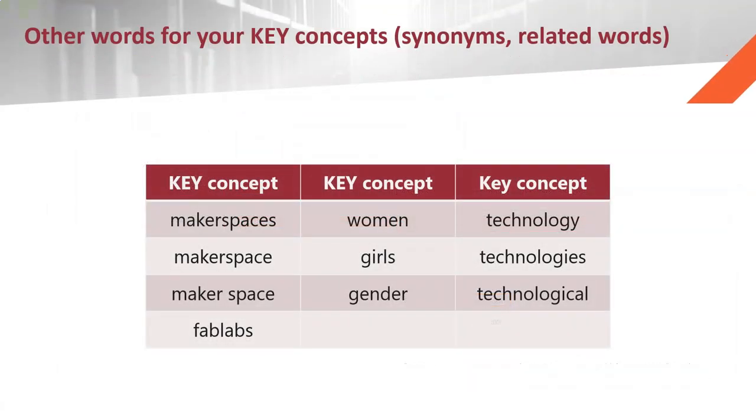From browsing through our results, we see that makerspaces is sometimes singular and sometimes plural, and sometimes it's a 2-word phrase. We also see that makerspaces are sometimes called Fab Labs. For our second concept, some resources referred to women and girls, so we might choose to include girls in our scope. And the word gender came up too, so maybe anything on makerspaces and gender would be interesting to us. And finally, there were lots of different variations for the word technology. We still have 3 key concepts, but we have different words for each concept that we could try while we're searching.